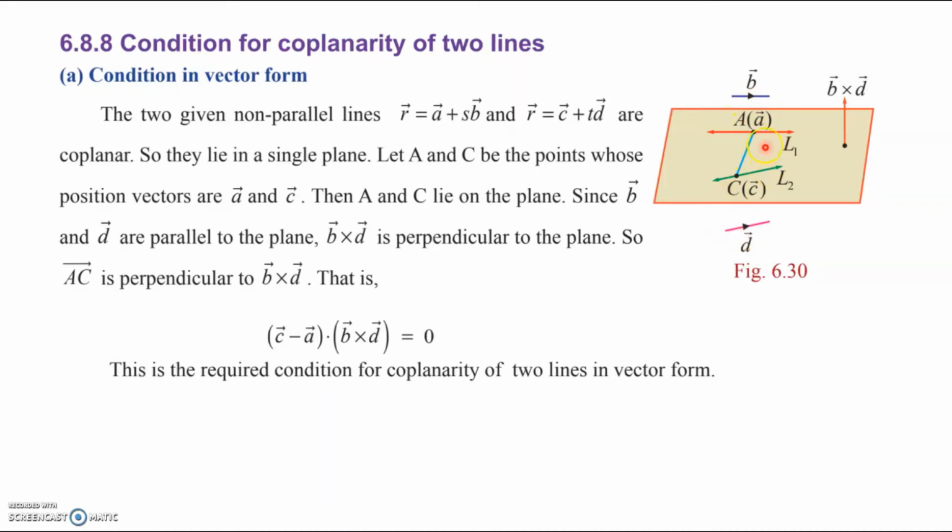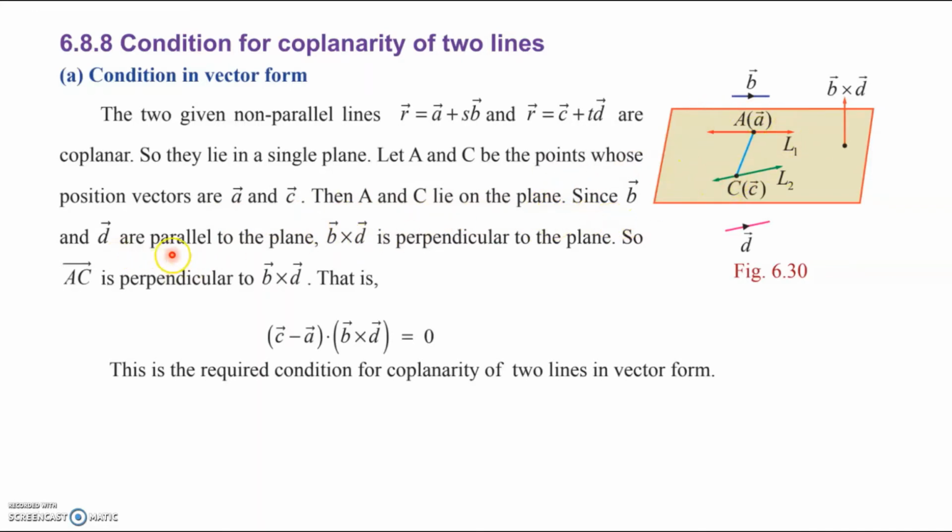Okay, so since we have already described what is B vector, C vector, D vector and A vector, we can rewrite the lines L1 and L2 as R is equal to A plus SB, and R vector is equal to C plus TD vector, and they are coplanar. So they lie in a single plane. Then let A and C be the points whose position vectors are A and C, which we already saw here. Then A and C lie in the plane. So A and C should also be on the given plane.